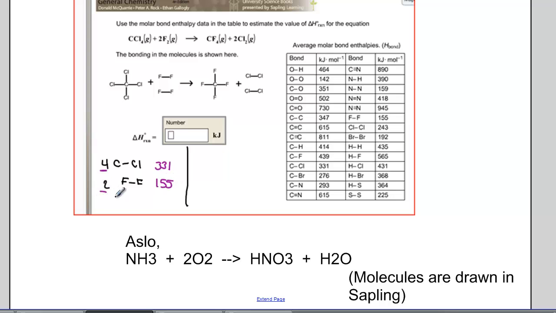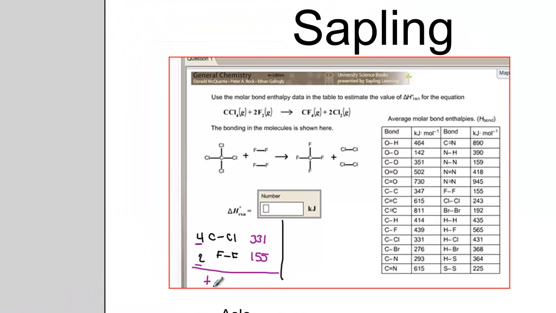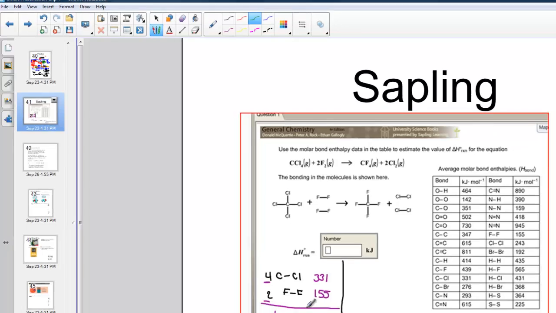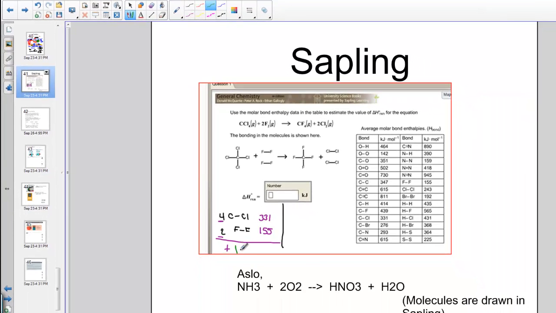Don't forget to distribute. So what's the total heat content on the reactant side? Make sure we leave it positive. So I'm going to hit 4 times 331 plus 2 times 155, and the total heat content on this side of the reaction is 1634, and that's in kilojoules per mole.